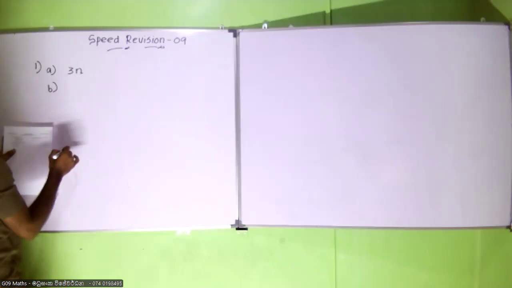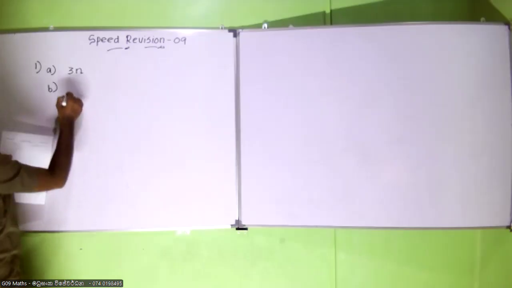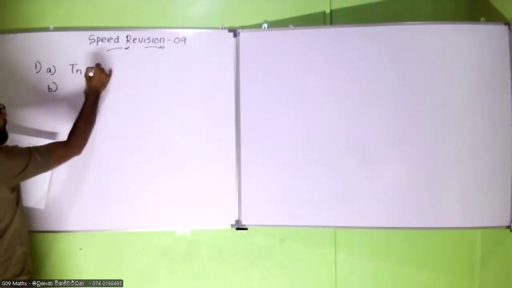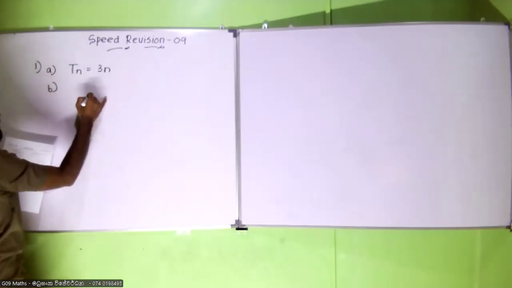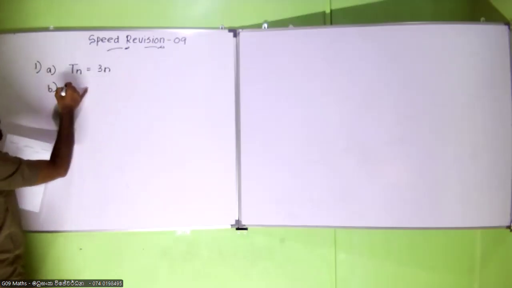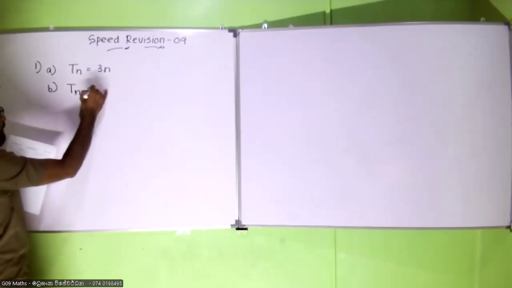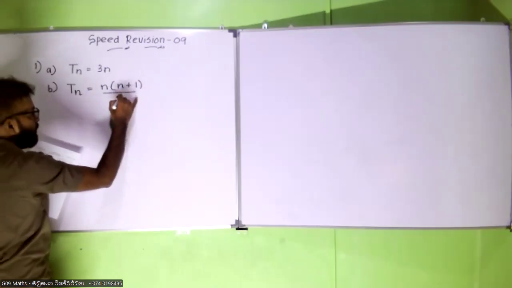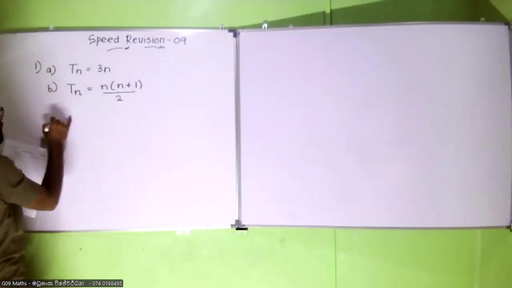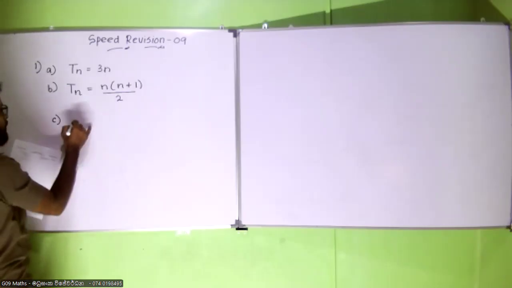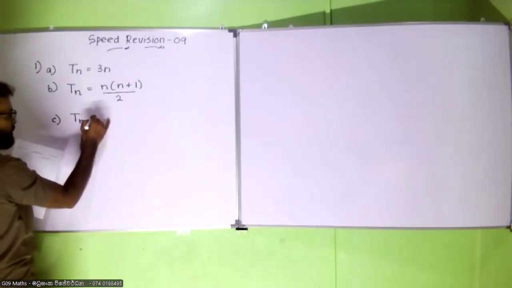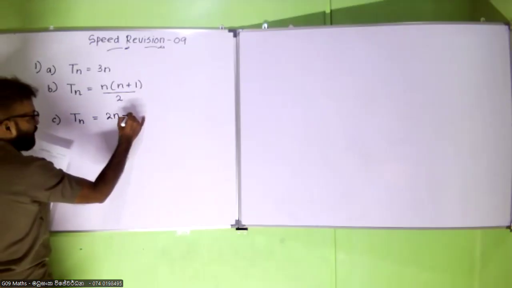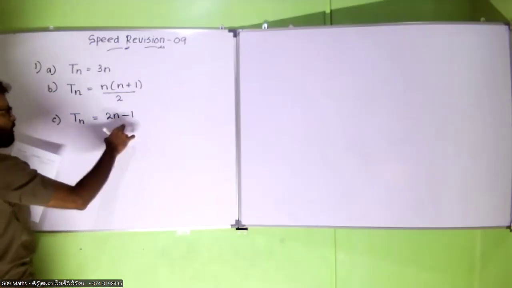Part B, what is the general term of triangular number pattern? Normally we represent the general term by using Tn. Then for the triangular number pattern, Tn equals n times n plus 1, divided by 2. Then part C, odd number pattern, the general term Tn equals 2n minus 1. This is for odd number pattern.